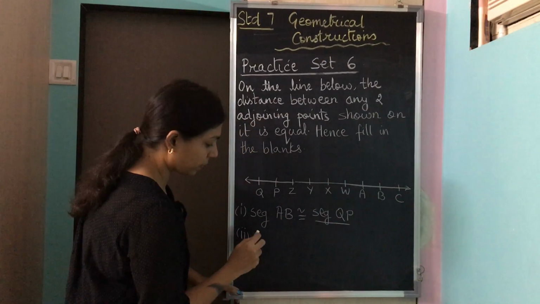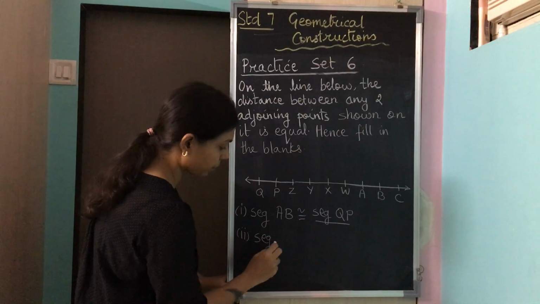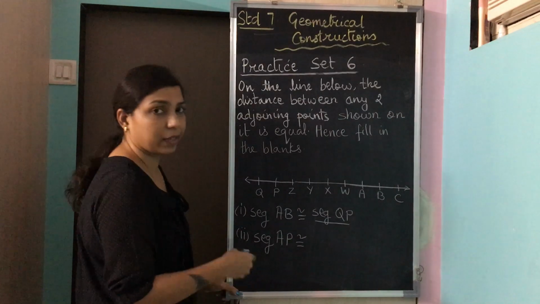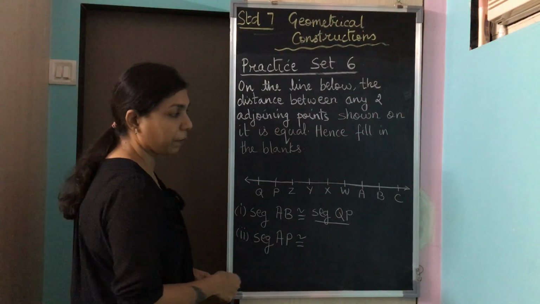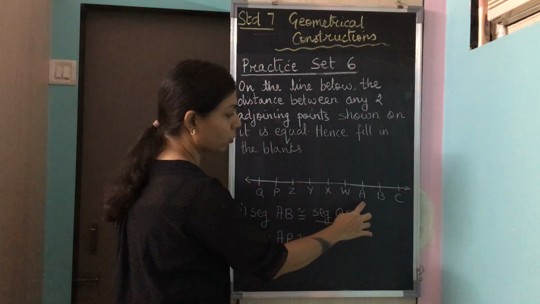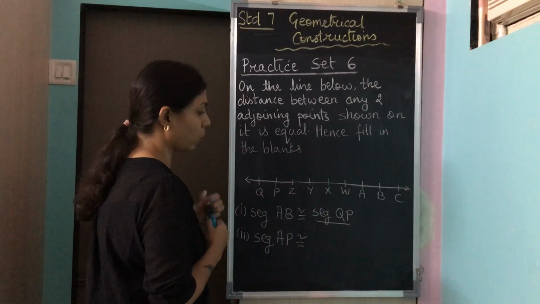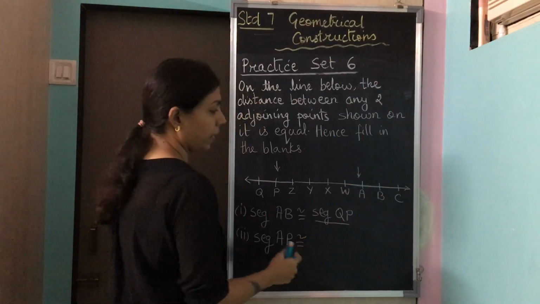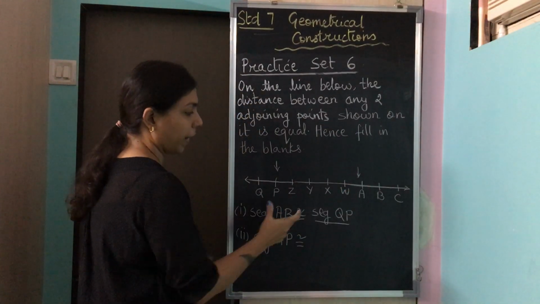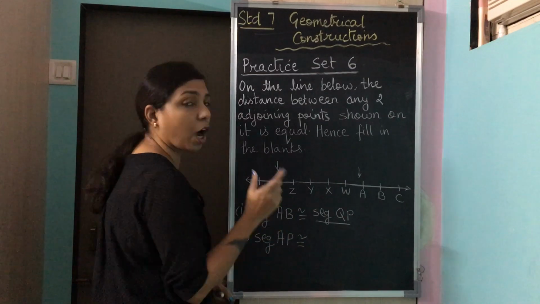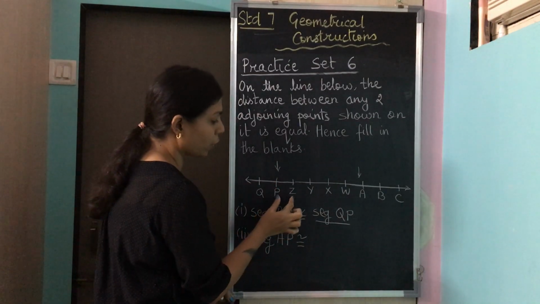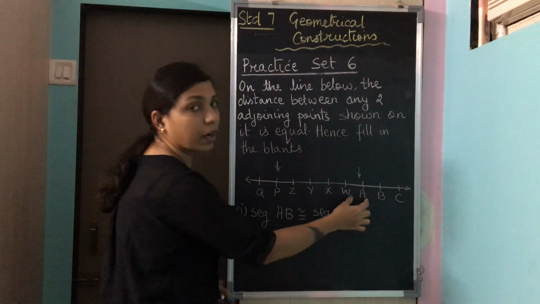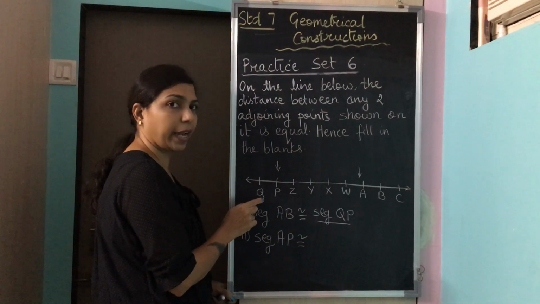The next part is given to you as segment AP. Segment AP is congruent to which part? Now segment AP, A is over here, P is over here. Okay, so let me just mark it for you so that it becomes a little easier. A is over here and P is over here. In between A and P, how many units are present? You've got 1, 2, 3, 4, 5. 5 units are present between A and P.